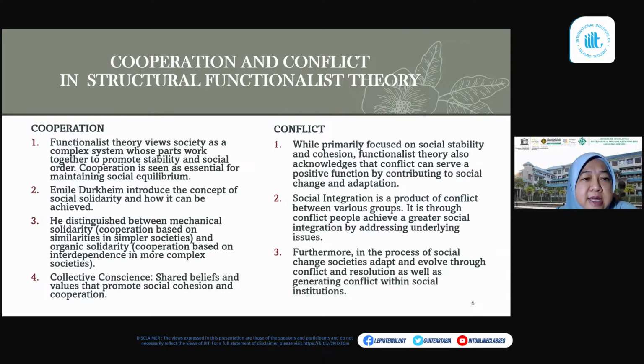For example, the first meta theory is structural functionalist theory, which views society as a complex system whose parts work together to promote stability and social order. So here, cooperation is seen as very essential in maintaining the equilibrium and the balance of society's existence. Emile Durkheim, one of the proponents of this theory, introduced the concept of social solidarity and how it can be achieved.